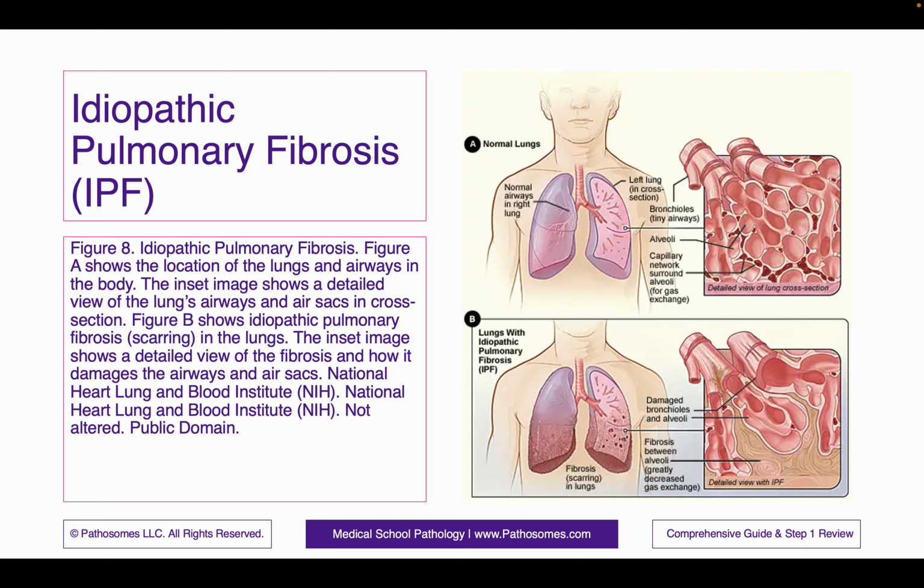And here we just have a cartoon showing a representative presentation of idiopathic pulmonary fibrosis.